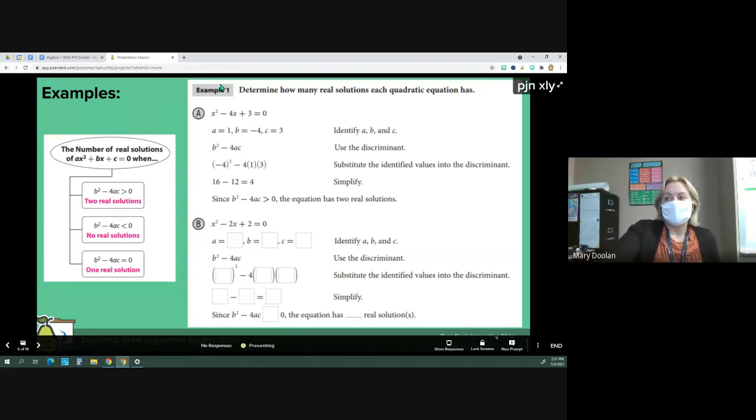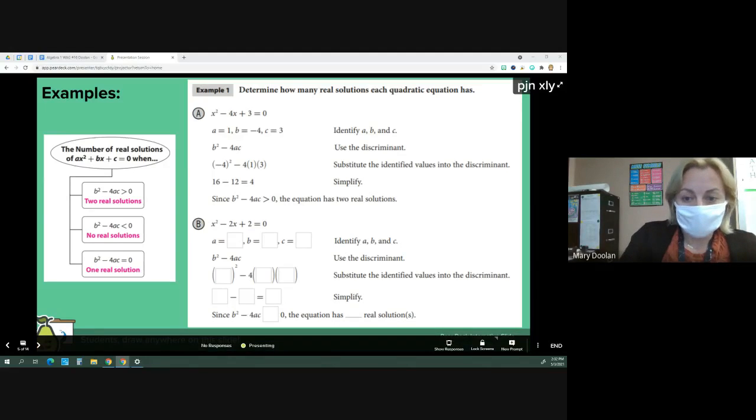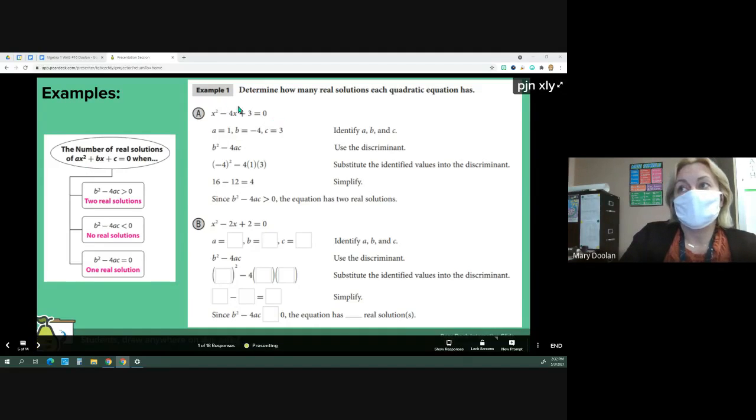Okay, and so here's an example where that's shown how you can do that. Determine how many real solutions each quadratic equation has. x squared minus 4x plus 3 equals 0. Identify A, B, and C. So if just looking at that picture, we're looking at the number parts of our equation. You want to make sure it's in standard form, which it is. We have x squared, we have negative 4x, that's the x term. Then we have the constant term plus 3 equals, and 0 is on the other side by itself. So this is in standard form.